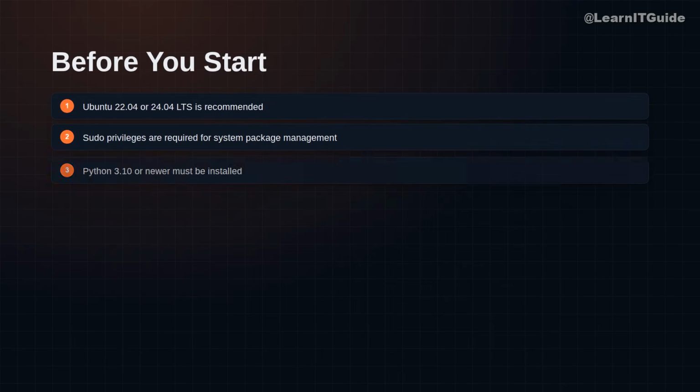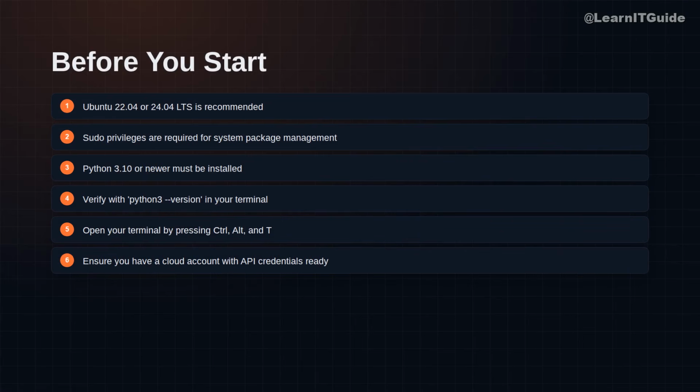Before we write any code, let us make sure you are ready. You will need a Linux environment like Ubuntu 22.04 or newer. You must have sudo access to install libraries. Check that Python 3.10 or later is installed by running python3 --version. If you are on a desktop, open your terminal with Ctrl-Alt-T. If you are on a server, SSH in. We will use standard libraries, but ensure your cloud credentials are configured in your environment.